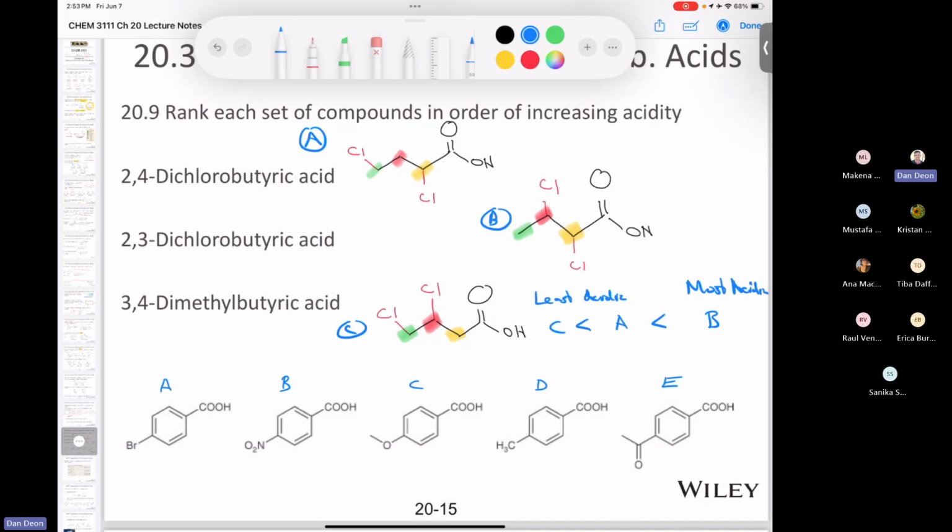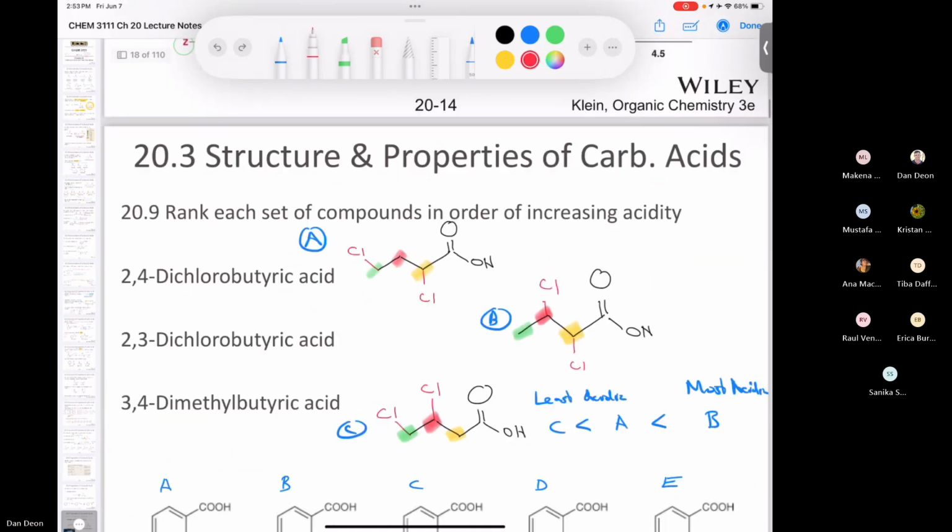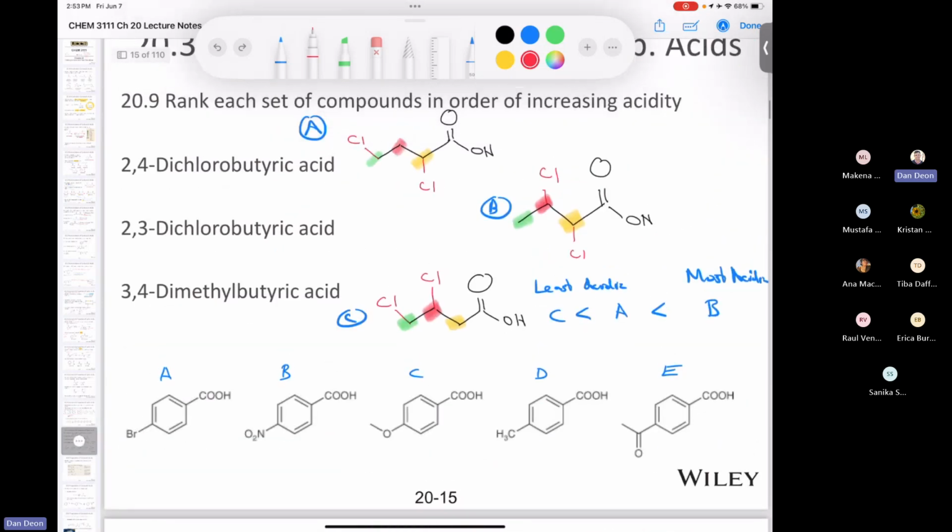Now, there's one that is by far the most acidic, and that's the one with the strongest electron withdrawing group. If we look at all these groups, we've got a bromine, a nitro, an anisole, so a methoxy, a methyl group, and then this one here. Remember that a bromine is deactivating, but it can donate by resonance as well. The nitro is a strong deactivator. This one is a moderate activator, and this one here is a weak activator.